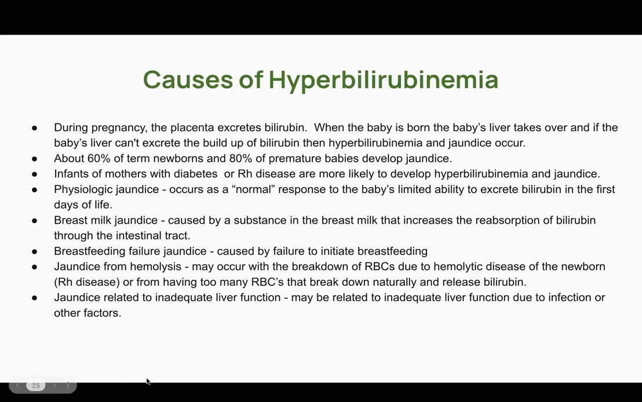Jaundice from hemolysis may occur. This can occur with the breakdown of red blood cells, which is normal. Red blood cells break down. But this could be related to hemolytic disease of the newborn, which could be RH disease, or from having too many RBCs that break down and release the bilirubin. And jaundice can also be related to inadequate liver function. This could be due to infection or other congenital factors.